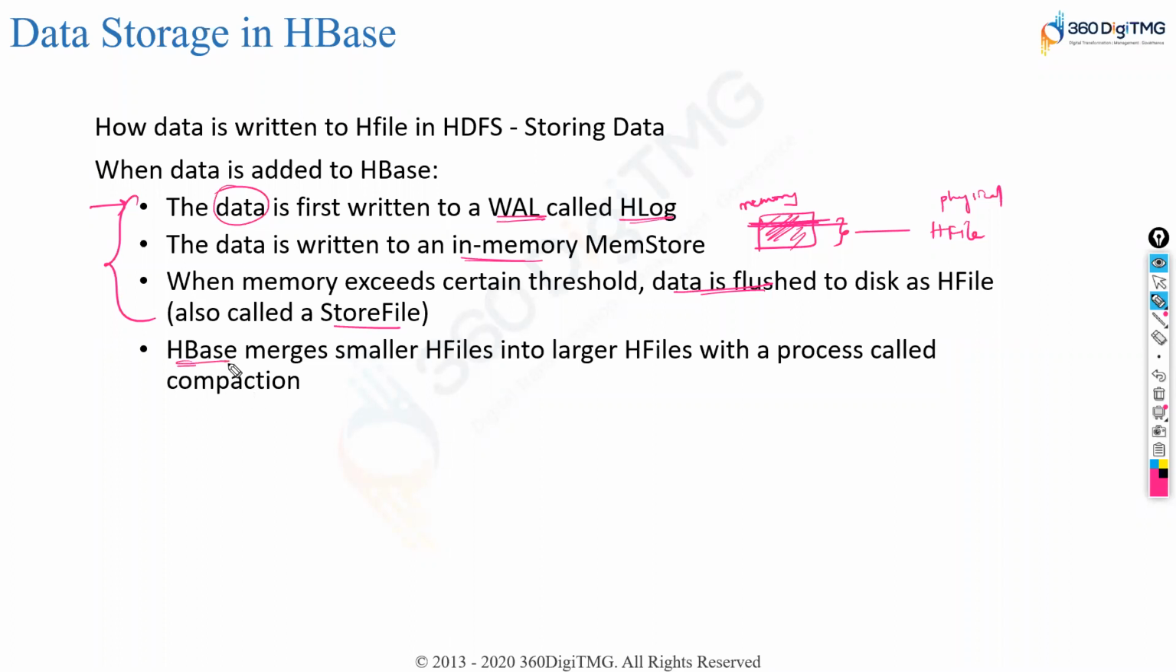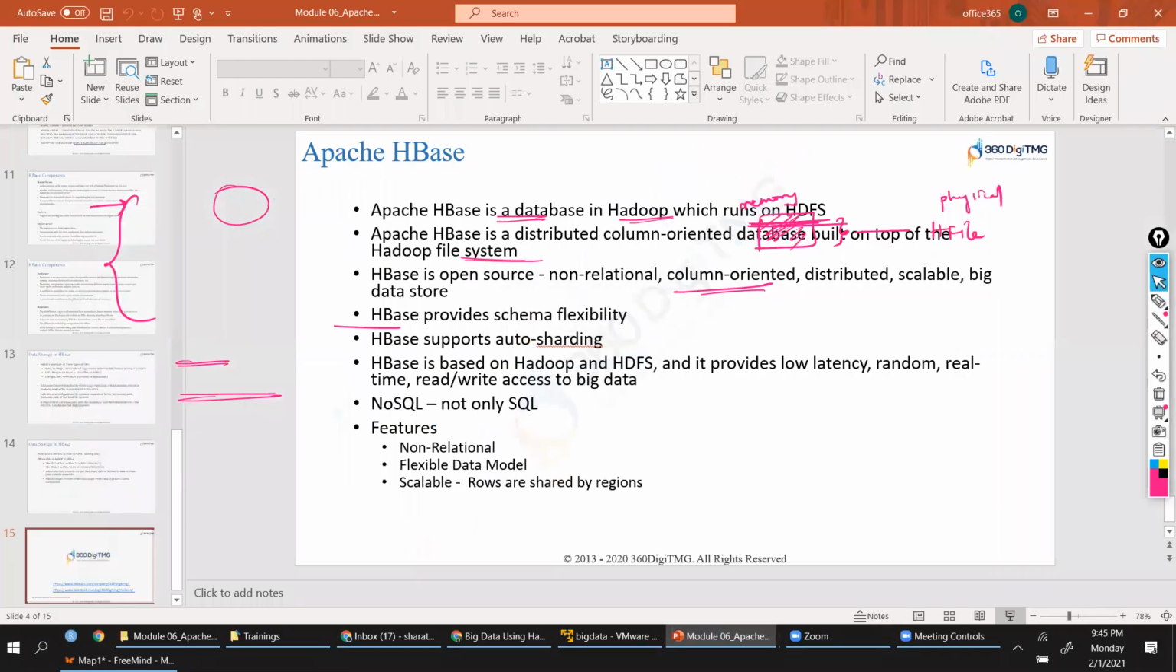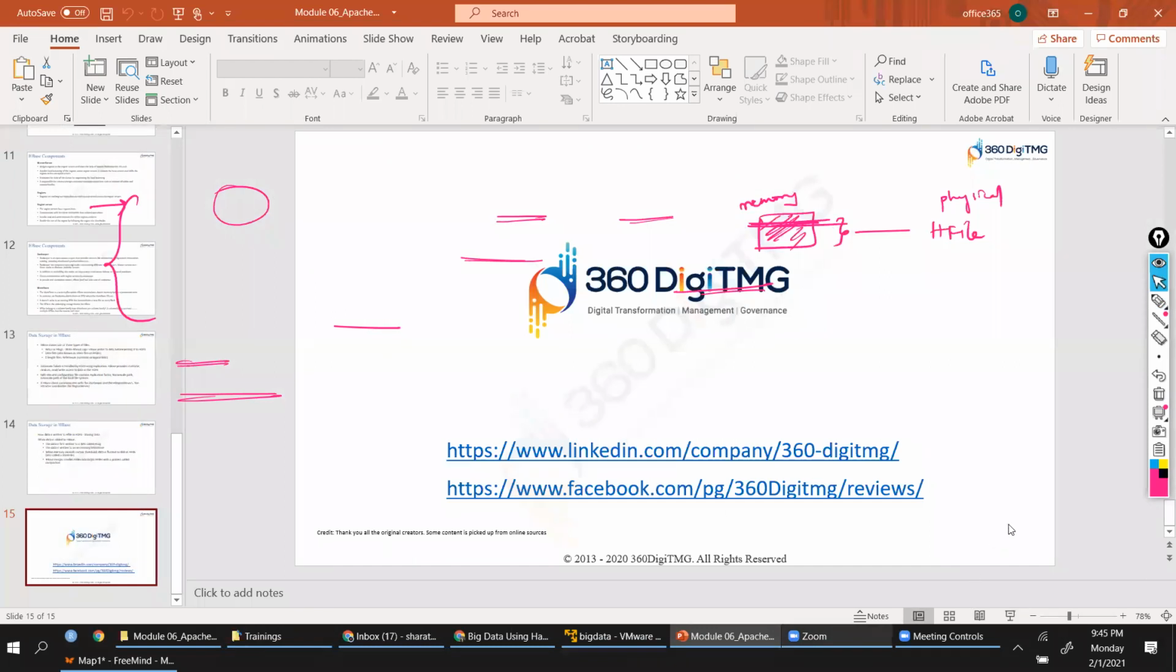Now in HBase, we also have a feature called compaction, which allows us to merge these HFiles. We can create a larger HFile by merging them. This is a feature called compaction. We can do that in HBase. So these are basically the high-level features of HBase, which is nothing but a database on your HDFS.